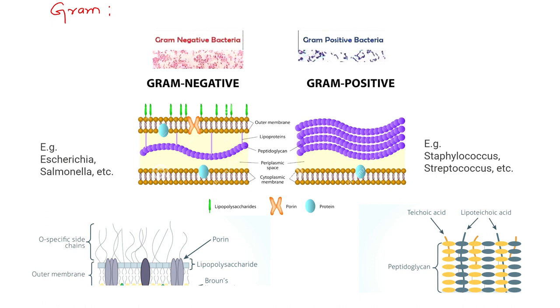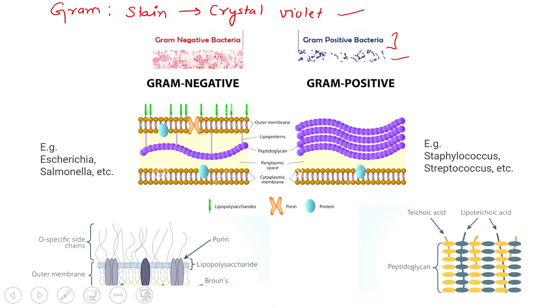He discovered a stain, and that stain is crystal violet in color. So bacteria that attain this crystal violet color are called gram-positive bacteria. You can see here the bacteria are in crystal violet color, while the bacteria that do not attain crystal violet color are called gram-negative bacteria. You can see here the bacteria are pink or red in color. So what is the difference between gram-negative and gram-positive bacteria?